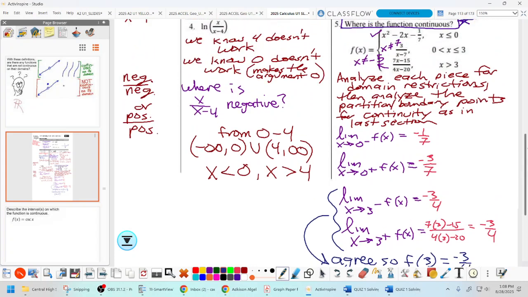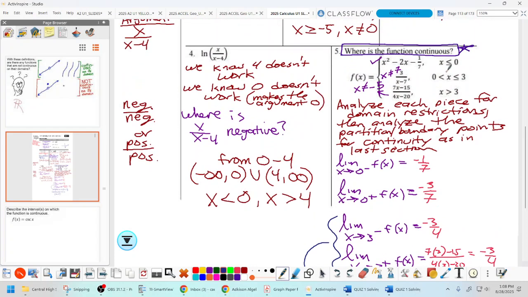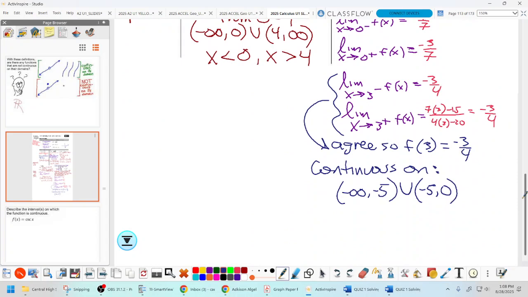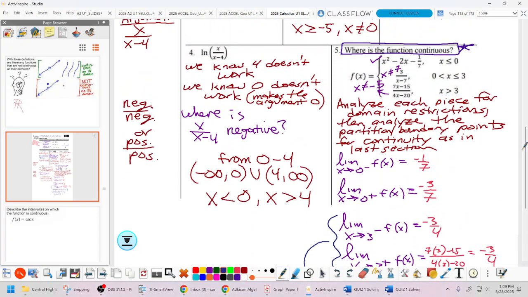Okay, so we are now at 0. We know it's not continuous there, but what about above 0? We have not talked about this yet. It says, yeah. Is it supposed to be positive 5? Is it? Yeah. Yeah, it is. What? We could have addressed that a long time ago.